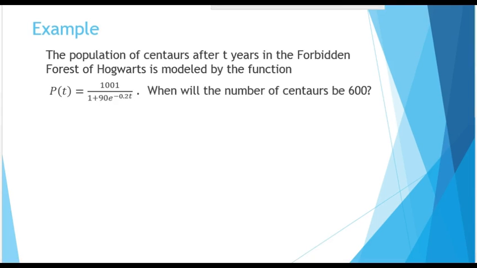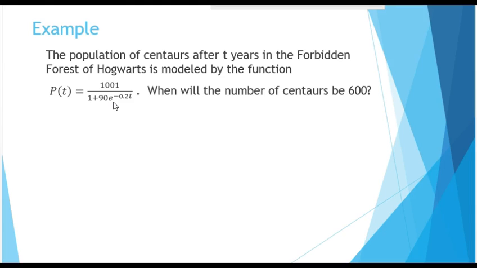So I want to show you guys one more quick example because sometimes you won't even have to find the model yourself. They're going to give you a very ugly looking equation that has already been determined to model the population or whatever the value is. So in this case, you can see that we have 1001 divided by 1 plus 90e to the negative 0.2t power. Just as a quick reminder, the value e is a number like pi.